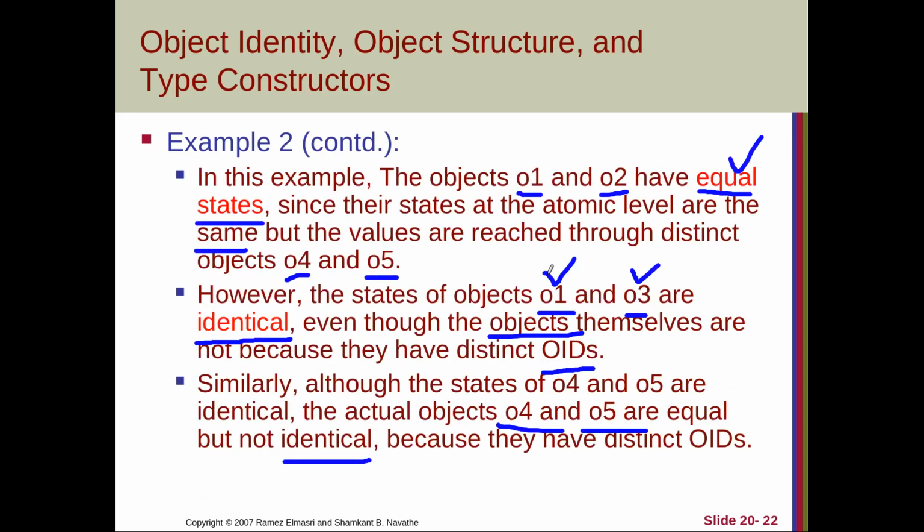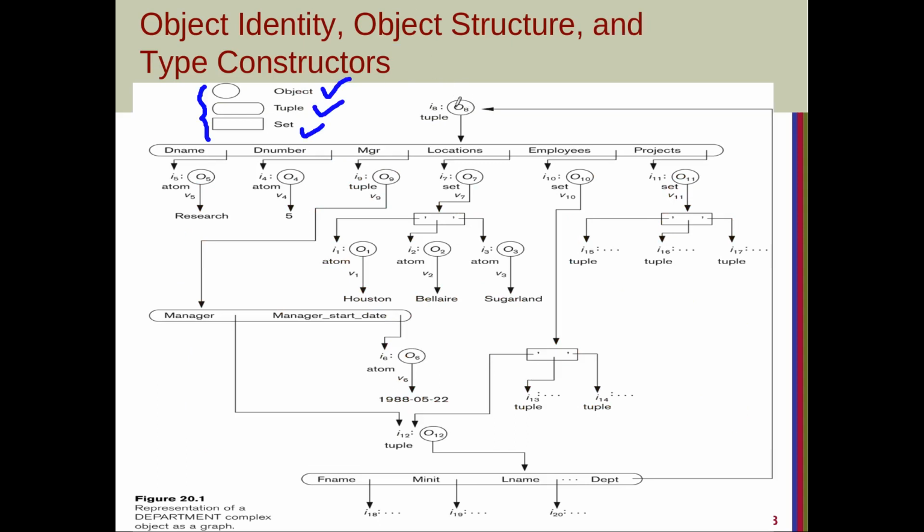Okay, so let us see. Now O8, this is the object structure, how we can represent it. So we have to use these notations. Object 8, its object ID is I8, its type constructor is tuple, then we put an arrow, then it is a tuple type. A tuple can be represented by using this long oval. So what are its contents? Department name, department number, manager, locations, employee, and projects.